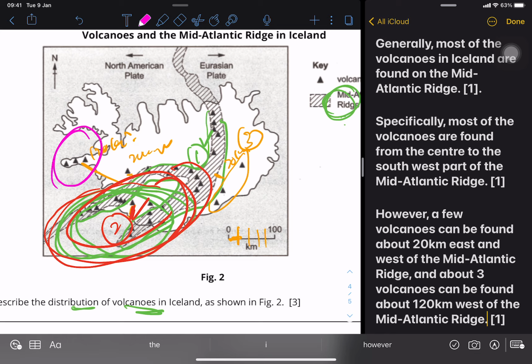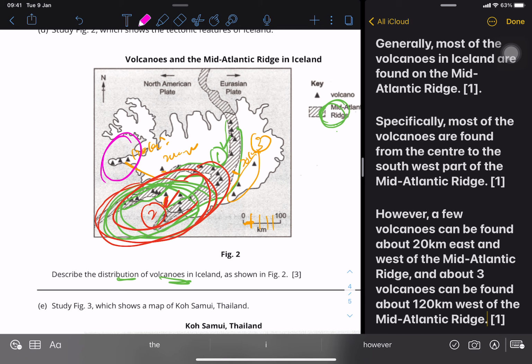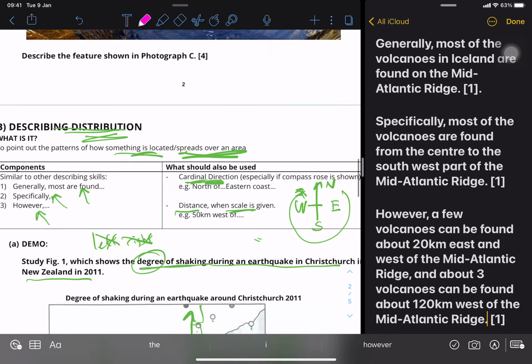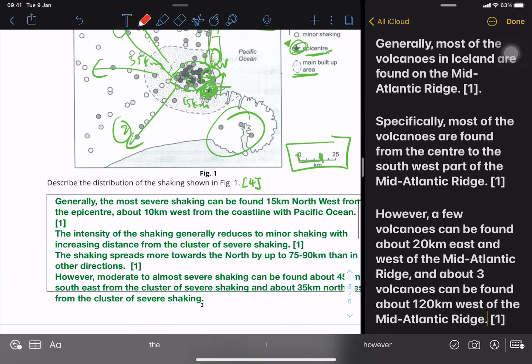We talk about the general overall, give more details about where the majority are found, and of course the anomaly, where some of them are found. Now of course we don't always describe distribution for distribution's sake. Usually it will follow up with a question, asking you to explain or suggest reasons why it is like that. But anyway, today we just focus on revising describe. So can I give you the rest of the time to finish? Just now we were looking at describing features, part C. Can you finish part C with a foolscap paper? You can continue with whatever you've written here.